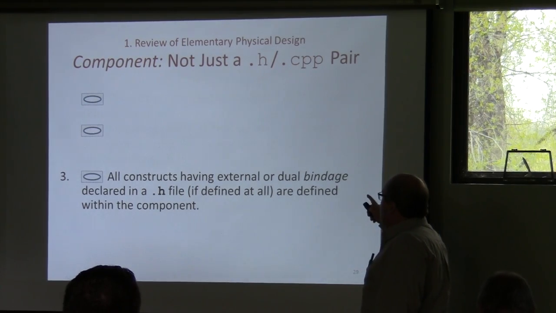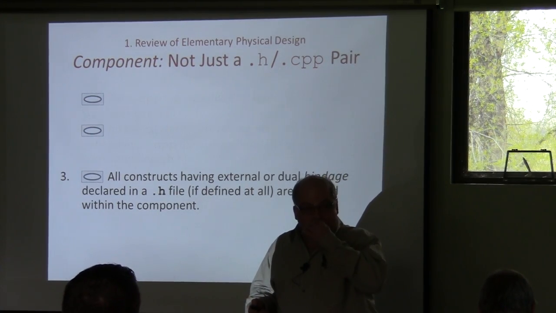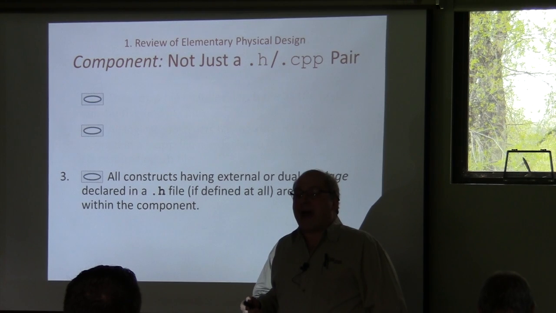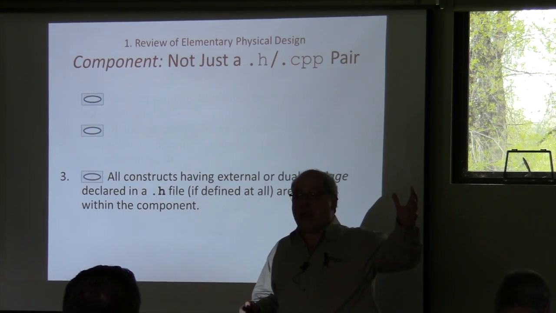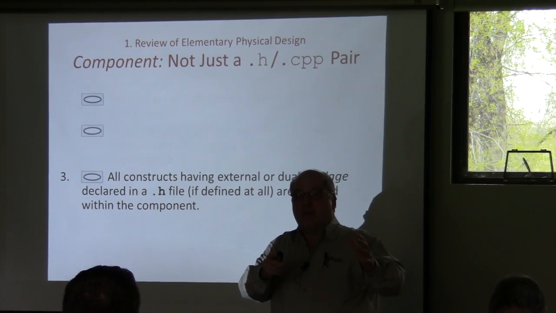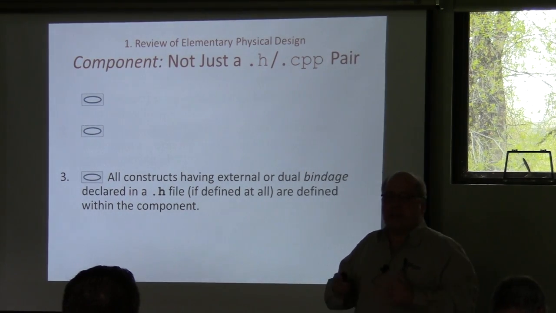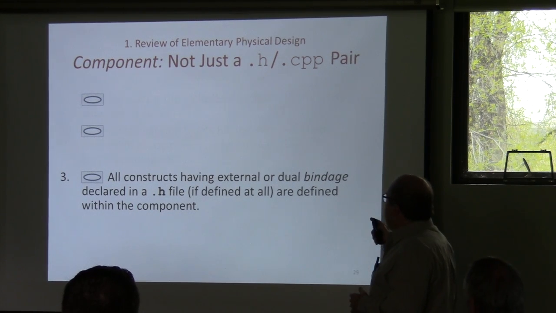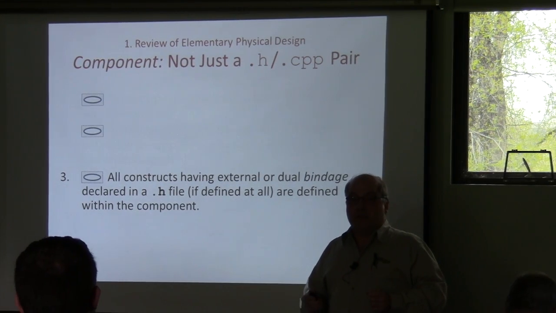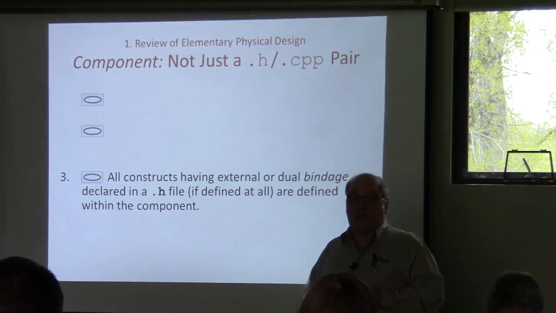Constructs having external or dual bindage. Now, bindage isn't a real word. I made it up because linkage was taken. What I mean by bindage is how the use of a name is bound to its definition. So if I use something somewhere and then it's defined somewhere else, what tool is typically responsible for doing that? So if I have something that is always resolved by the compiler, I say it has internal bindage. If I have something that is always resolved by the linker, then I say it has external bindage.